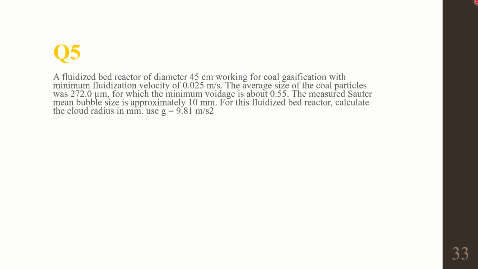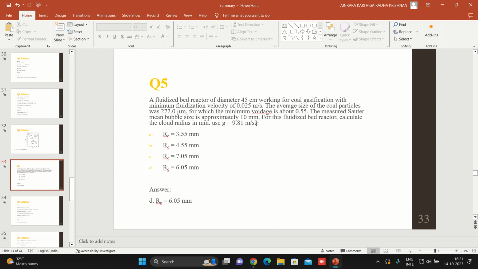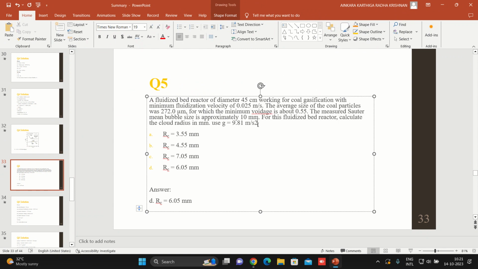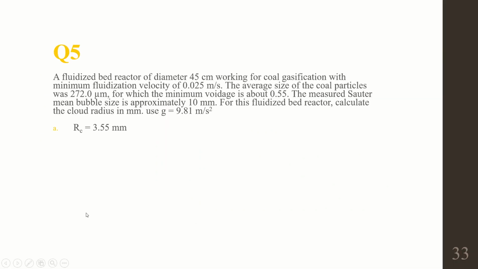In question 5, it is asked that a fluidized bed reactor of diameter 45 cm working for coal gasification with minimum fluidization velocity of 0.025 meter per second. Average size of coal particles was 272 micrometer, for which minimum voidage is about 0.55. Measured mean bubble size is 10 mm. And for this fluidized bed reactor, calculate the cloud radius in mm. Use g is equal to 9.81 meter per second square. So we need to find the cloud radius in mm.